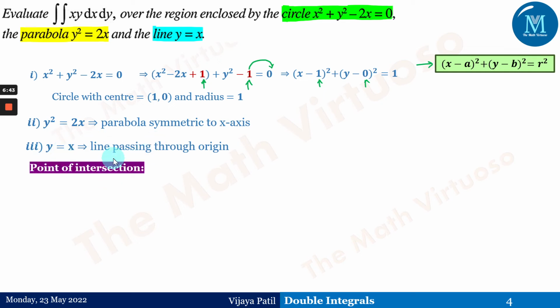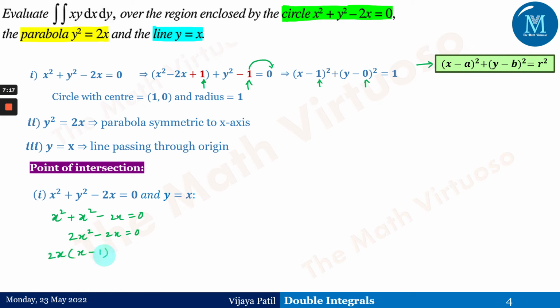Again, the points of intersection. Now for the points of intersection, we have to take care of all these three curves. First is the curve x square plus y square minus 2x equals 0 and the line. How these two curves interact with each other and at what point, we have to take care of. So if y equals x, this is nothing but x squared plus x squared minus 2x equals 0, that is 2x squared minus 2x equals 0. In fact 2x will come out and we will have x minus 1 equals 0.